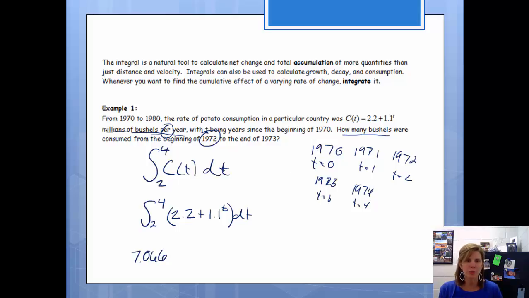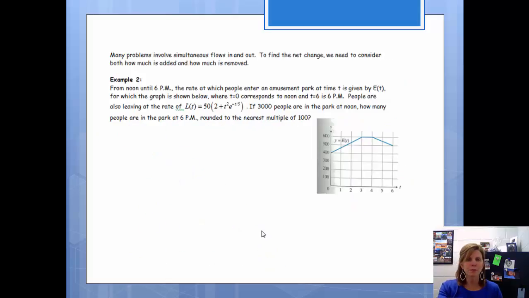And it said how many bushels, but I do notice that they're measuring them in millions, so it's going to be 7.066 million bushels. And it's not per year anymore, it's just bushels.